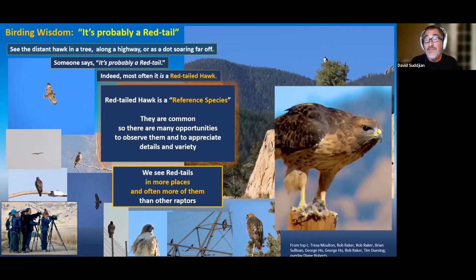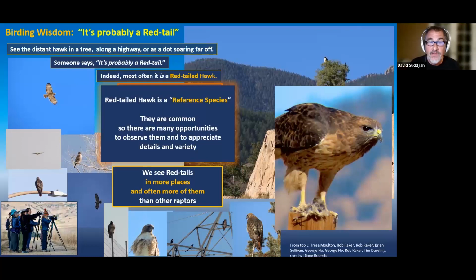In fact, those other basic birds I mentioned are also key reference species, really. The house finch, the mourning dove, the robin, and the mallard, because they are common and we have many opportunities to observe them and appreciate the details and the variety. All right, so these are ones that we can learn well, and they'll help us to recognize the other things that are closely related or similar.